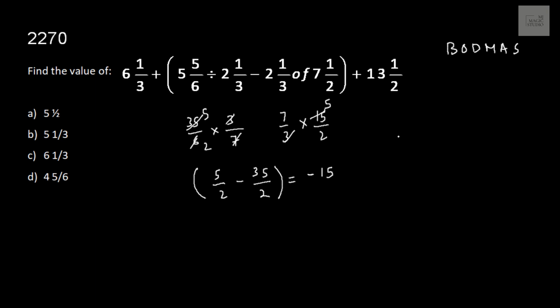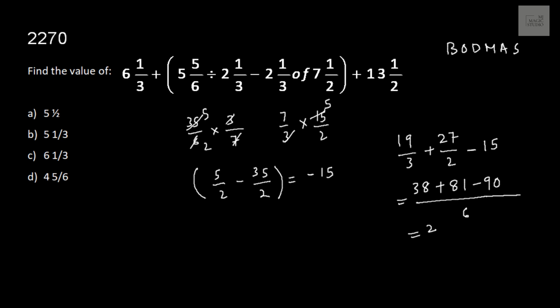Now 6 1 by 3 is 19 by 3, and plus 26 plus 1 is 27 by 2, minus 15. So if we take LCM 6, 19 into 2 is 38, plus 27 into 3 is 81, minus 90, minus 9, it would be 29 by 6. Now 29 by 6 is 4 times 24, 5, 4 5 by 6. 4 5 by 6 is in option D, and that is the answer.